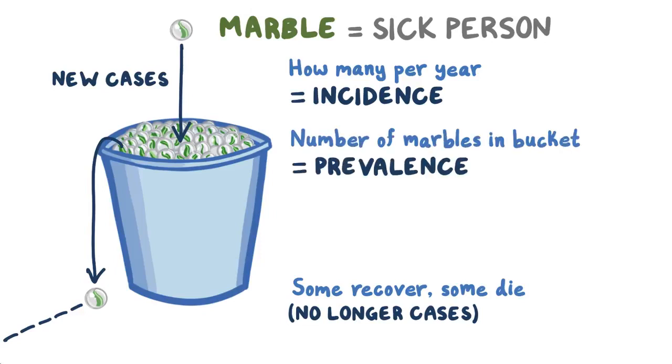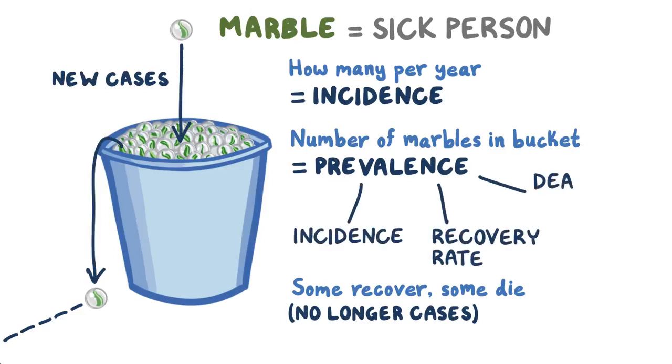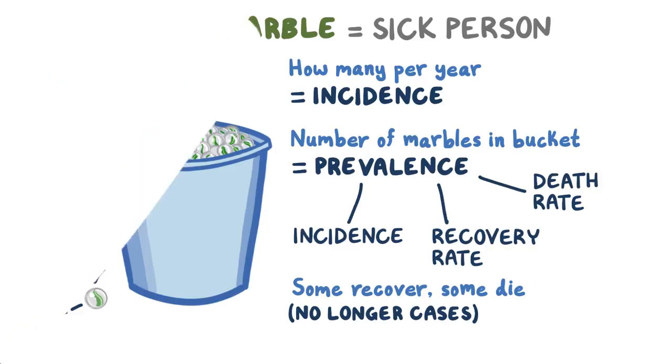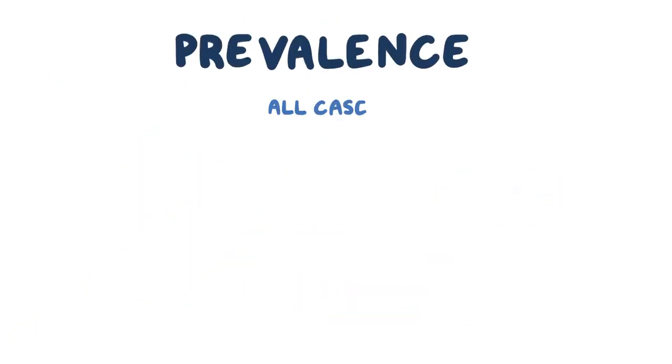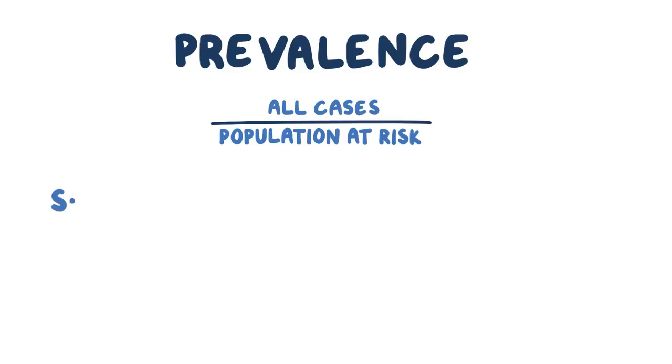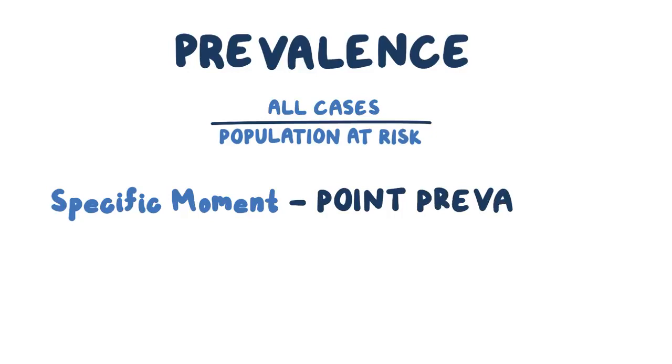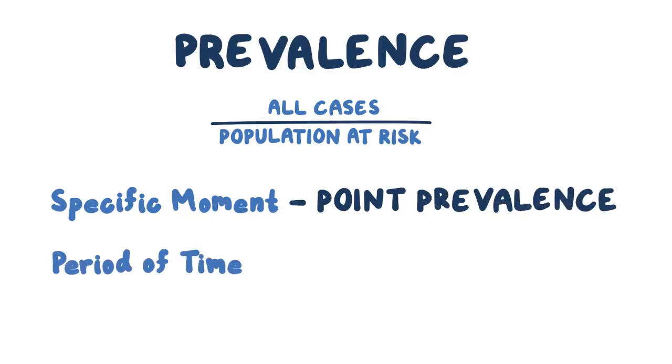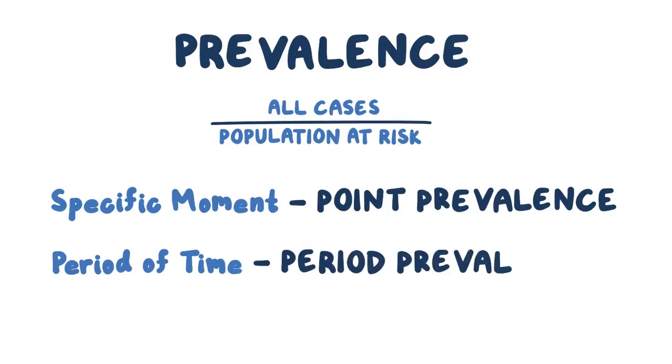So the prevalence really depends on the incidence of new cases, the recovery rate of cases, and the death rate of cases. So for prevalence, we have all cases of a disease over the population at risk. If it's done at some specific moment, like the day that a survey is being done, then it's called point prevalence. And occasionally, if it's done over a period of time, like over a month or year, then it's called period prevalence.